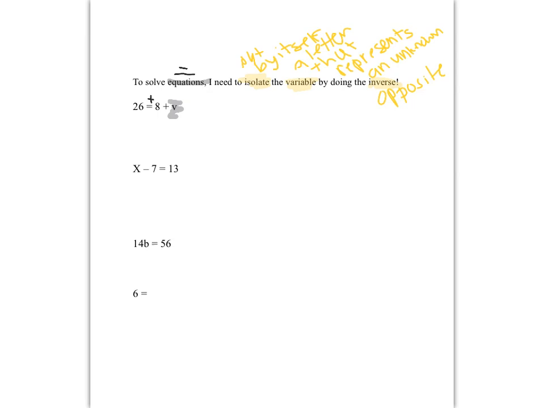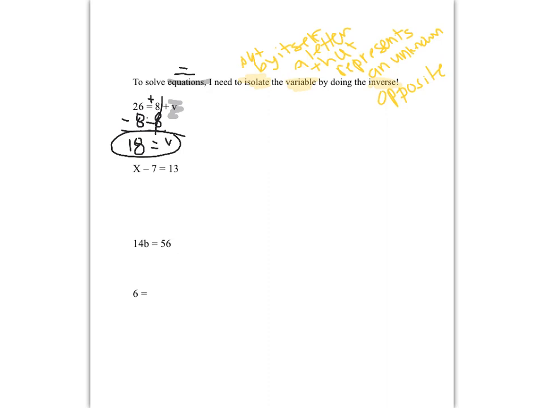So to move that to the other side, I need to subtract 8 from this side, and whatever you do to one side, you must do to the other. So I'm going to subtract 8 on that side as well. The positive 8 and the minus 8 cross cancel each other out, so I'm left with my variable v. Now it is isolated, it's by itself. And then 26 minus 8 is 18. So my answer is 18 equals v.